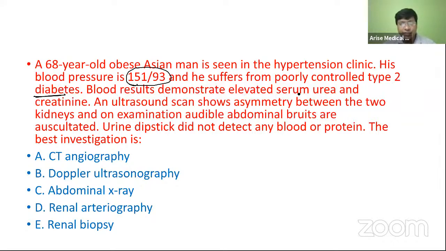Blood results demonstrate elevated serum urea as well as creatinine. An ultrasound scan shows asymmetry.